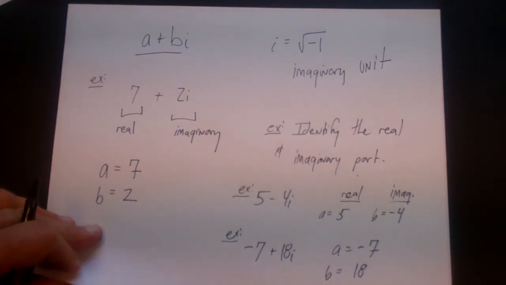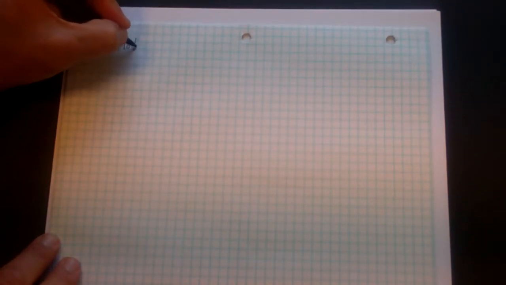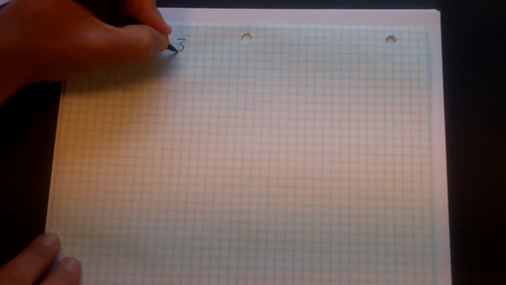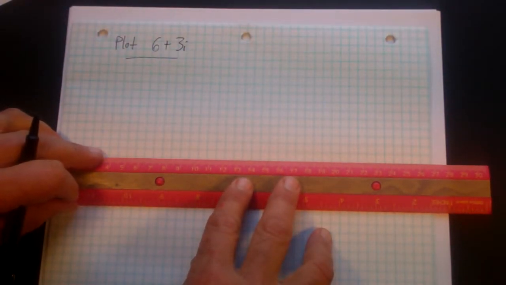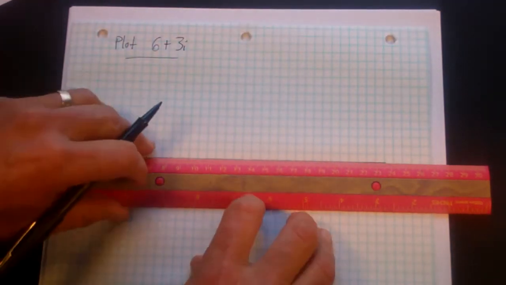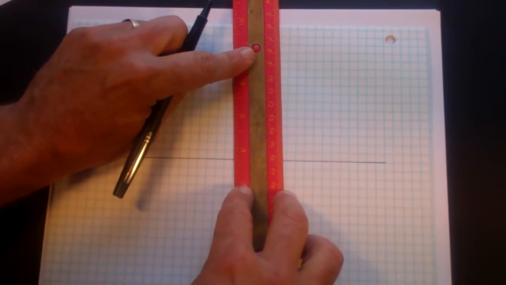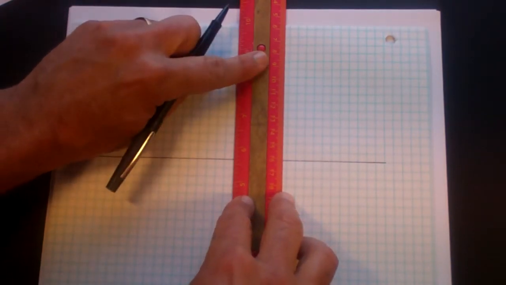So let's plot these numbers. Here's the problem: it would say plot 6 plus 3i. Now the problem is that this is, again, not a real number. And when we typically do an XY graph, we're plotting real numbers, right? The horizontal axis is the x-axis, and the vertical axis is the y-axis. So we're going to change the definitions there.